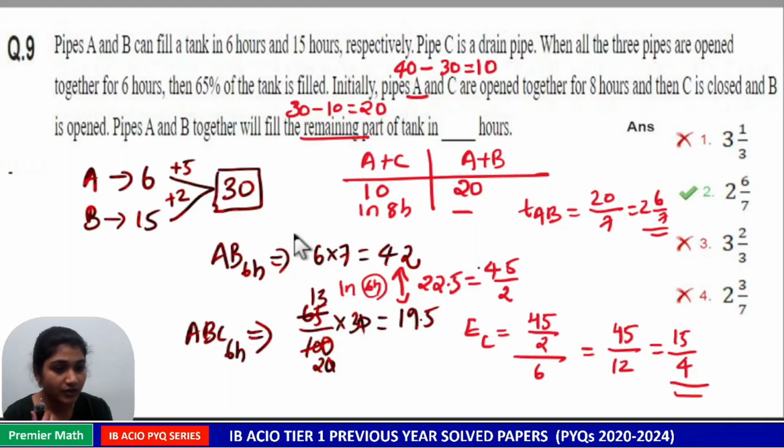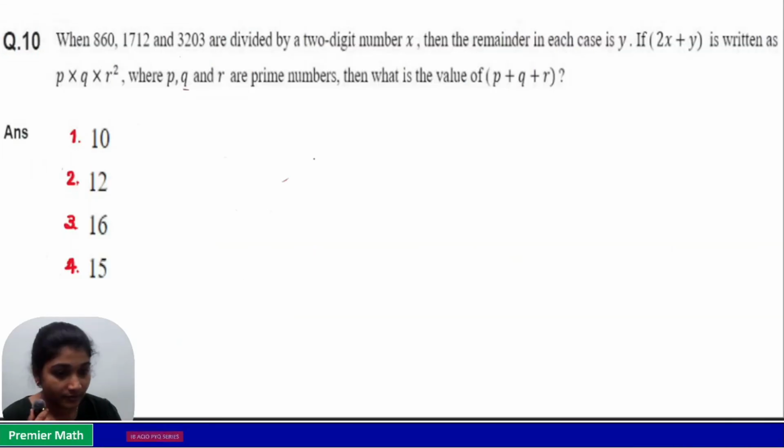You can also solve this question using 30 units as the capacity of the tank.